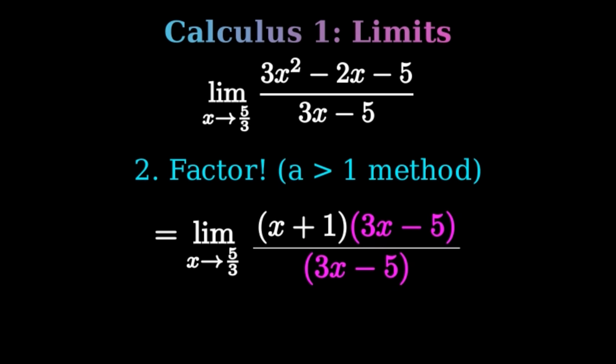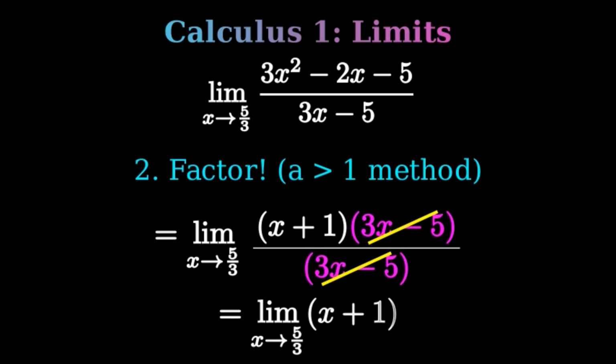Now, use your algebra skills and see what happens here. You see what happens to the 3x minus 5s? They're gone. All right, now after that, we're just going to rewrite whatever is left over, which is just that x plus 1. So we have the limit as x approaches 5/3 of x plus 1.